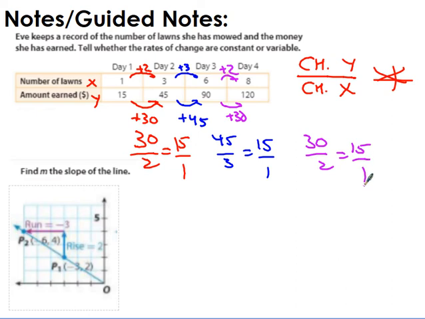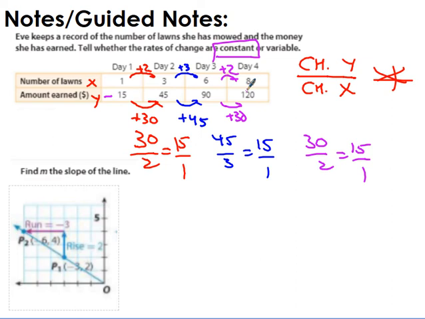So that means the rate of change is constant, and the rate of change is 15 over 1. Change in y over change in x. Now, some of you are saying, well, Mr. G, we could have just done y over x: 15 divided by 1 to get 15, 45 divided by 3, 90 divided by 6, 120 divided by 8. And that is true for this case because that shows that it is a proportional relationship.